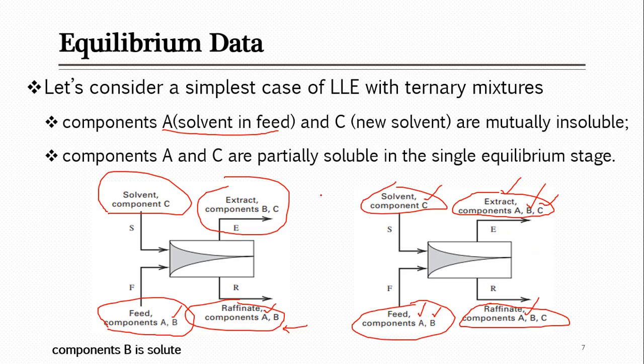So this system is actually partially soluble. Your two solvents A and C, A was part of the feed and C was a newly introduced solvent, so they are partially soluble in each other. Due to this you can see that they are part of each other, they are part of the extract and raffinate. So we have to discuss this system and develop some equation or some other method to use for the design of such a system.